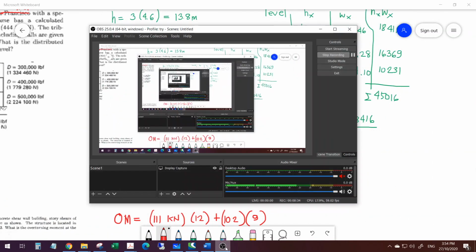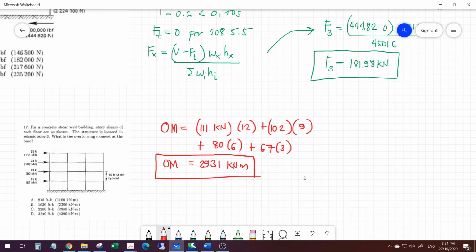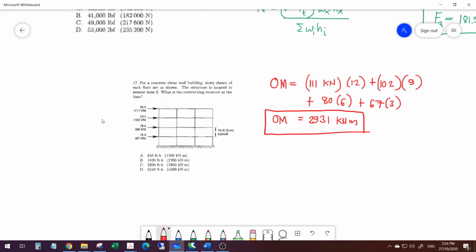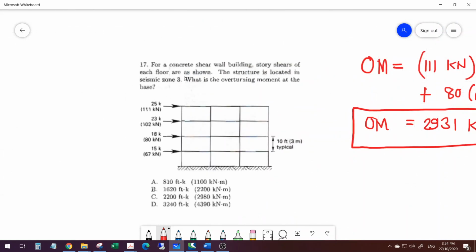Okay, so next problem, to get the overturning moment. So there's a concrete shear wall building. Story shears of each floor are shown. The structure is located in seismic zone 3. So this is hypothetical, although in the Philippines we don't have seismic zone 3. So what is the overturning moment at the base?